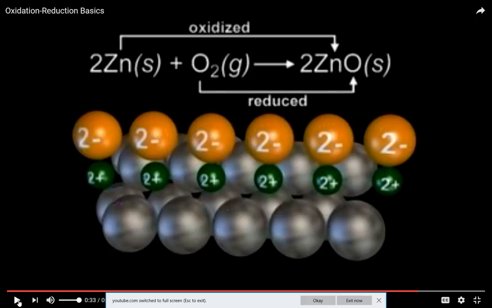All right, let's think about this. What's the charge of zinc here? 0. What's the charge here? +2. What's the charge here? 0. What's the charge here? -2. So stuff is changing in charge. That's how you know it's redox. Zinc gives up the electrons to oxygen.